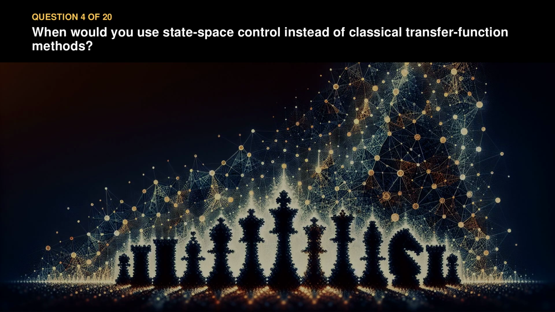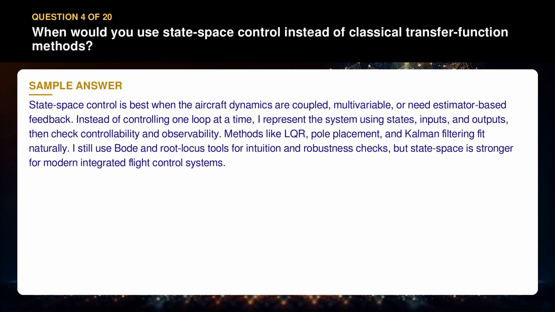Question 4. When would you use state-space control instead of classical transfer function methods? State-space control is best when the aircraft dynamics are coupled, multivariable, or need estimator-based feedback. Instead of controlling one loop at a time, I represent the system using states, inputs, and outputs, then check controllability and observability. Methods like LQR, pole placement, and Kalman filtering fit naturally.